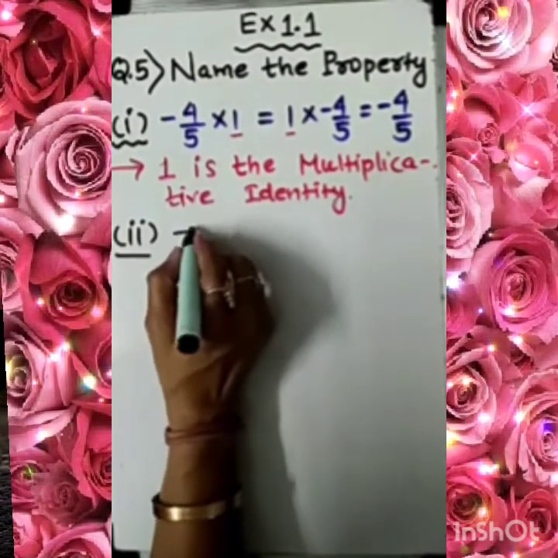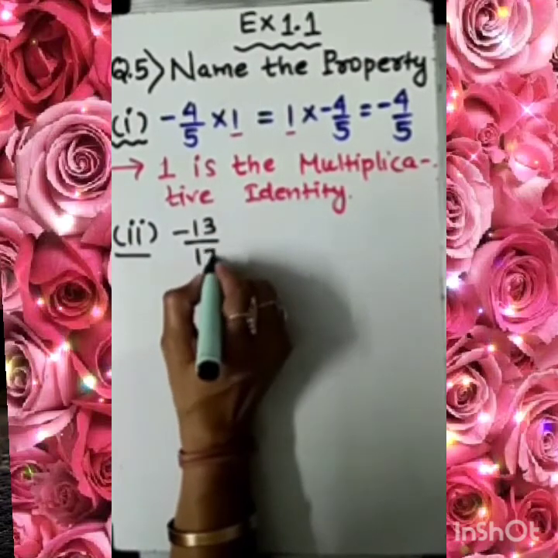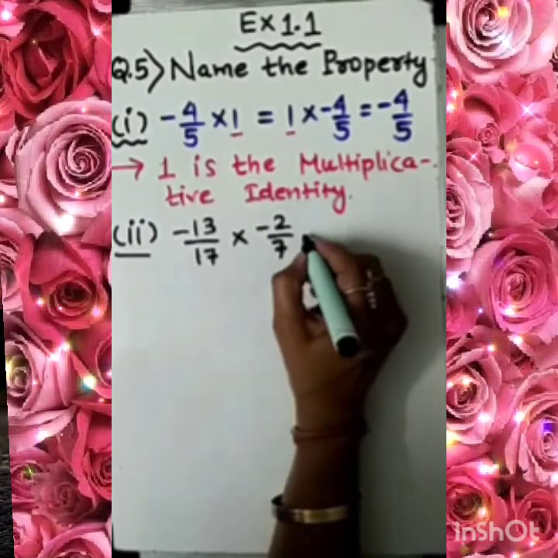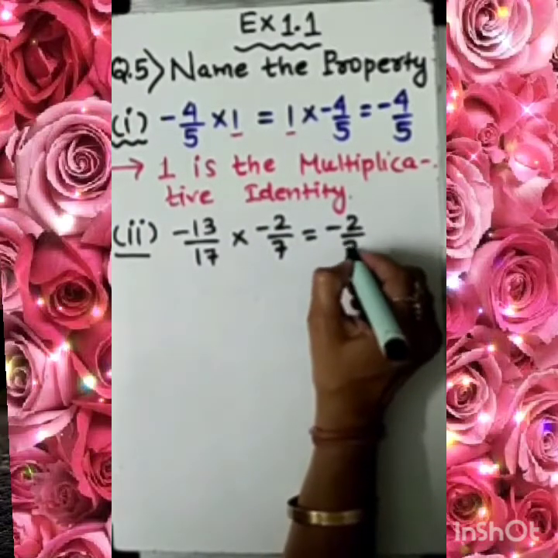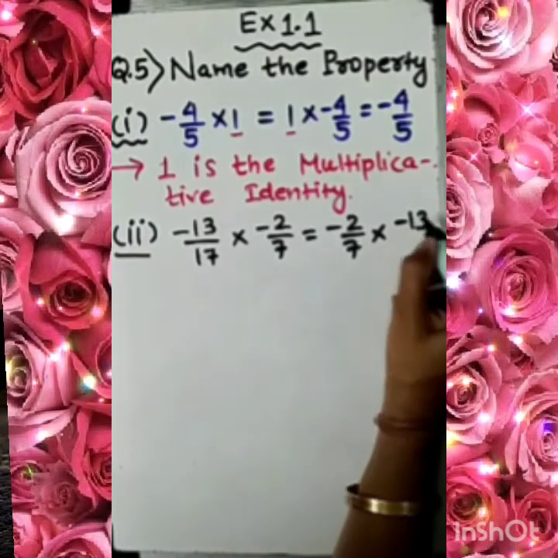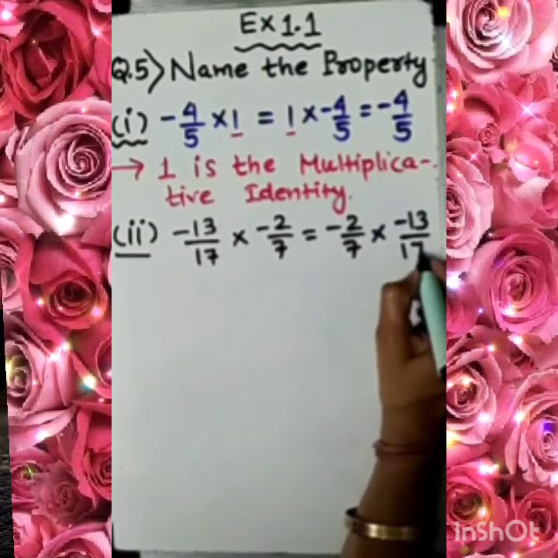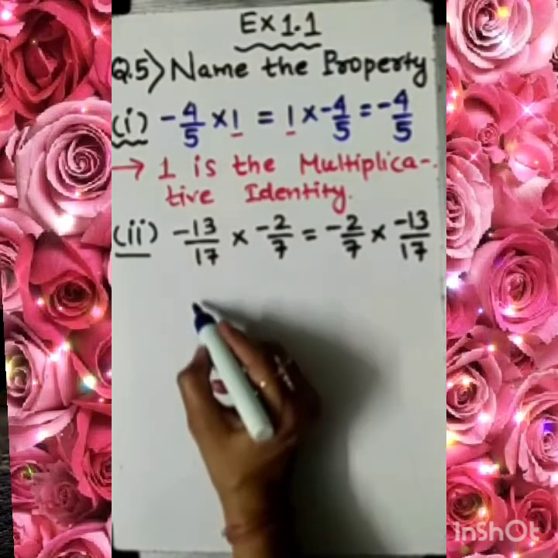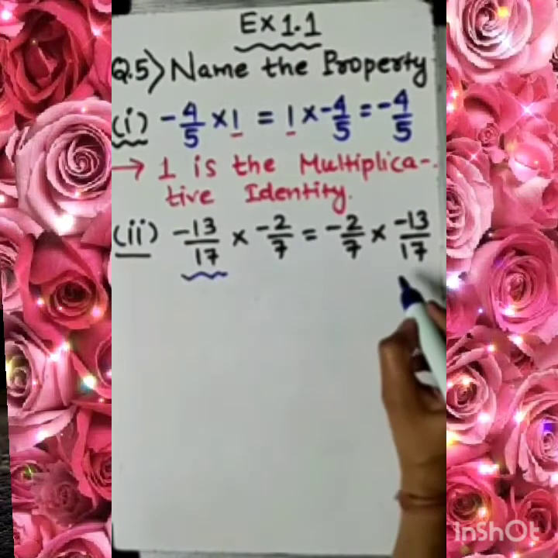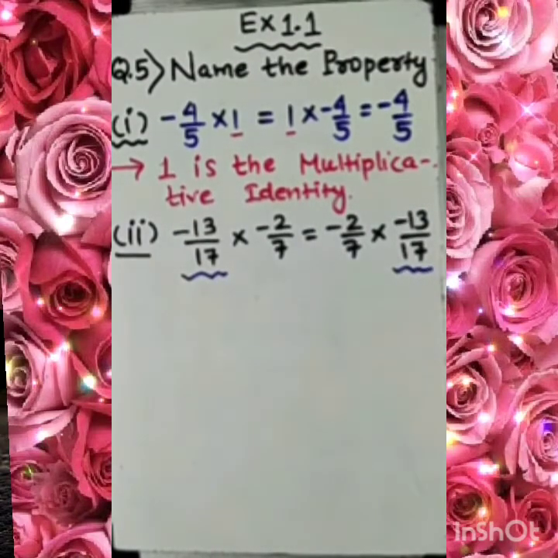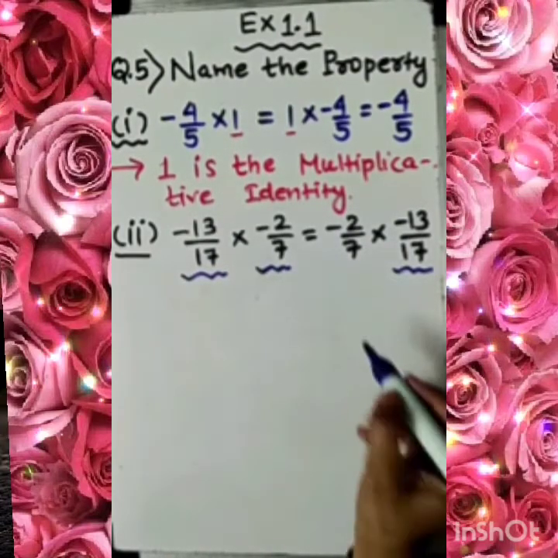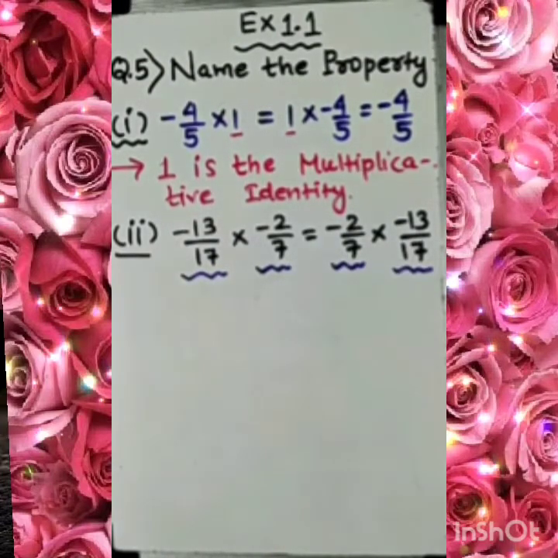Minus 13 upon 17 into minus 2 by 7 equals minus 2 by 7 into minus 13 by 17. Right? Now you can see, very easy. On both sides the terms are the same: you can find here on your screen minus 13 by 7, and this is also minus 13 by 7. This side it is minus 2 by 7, and here also you are finding minus 2 by 7.